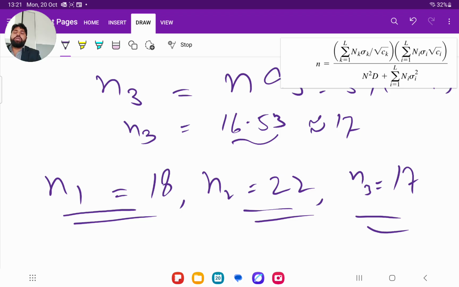Okay, so in the first part you will be calculating allocations A1, A2, A3. In the second part you will be having your N, and then in the third part you will multiply each allocation with your N to get the exact sample size. That is the main theme of this question. It's not that difficult, it's a very straightforward question.